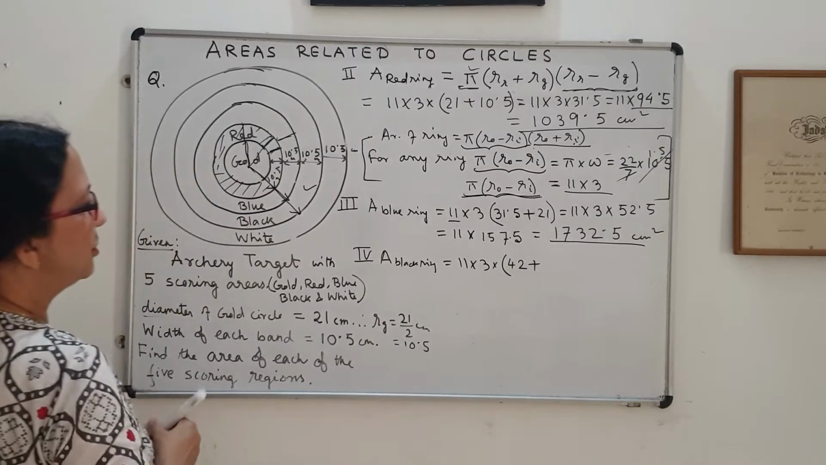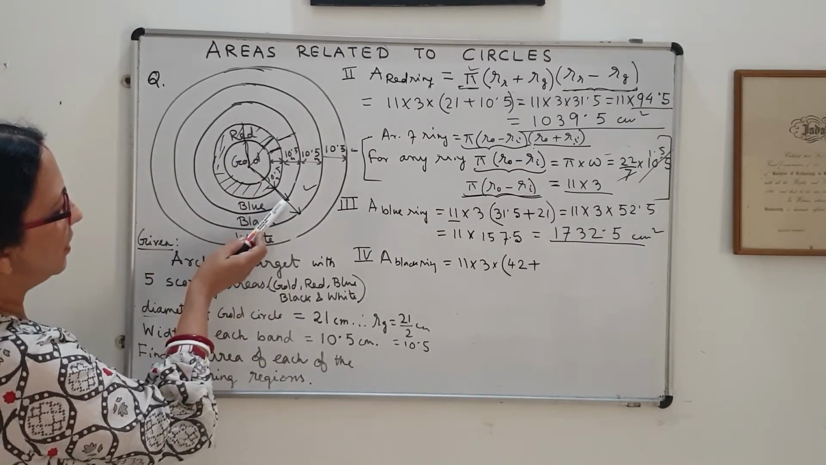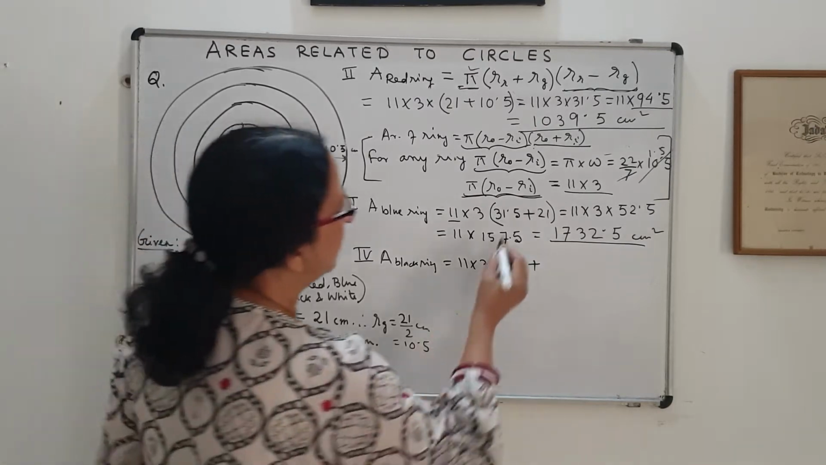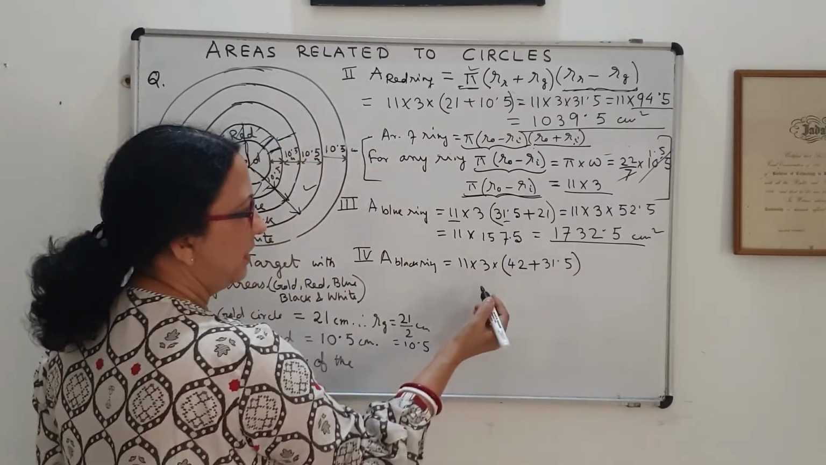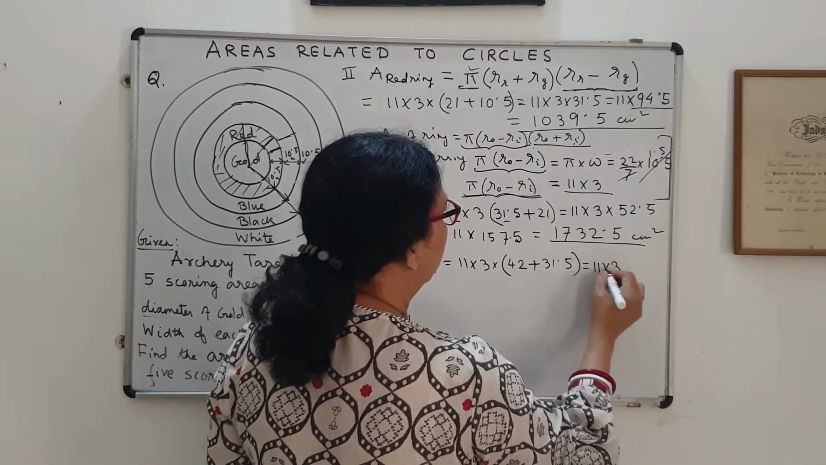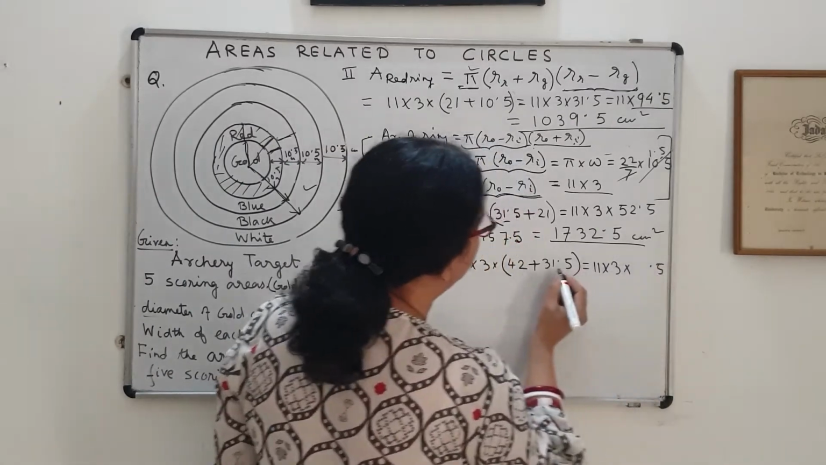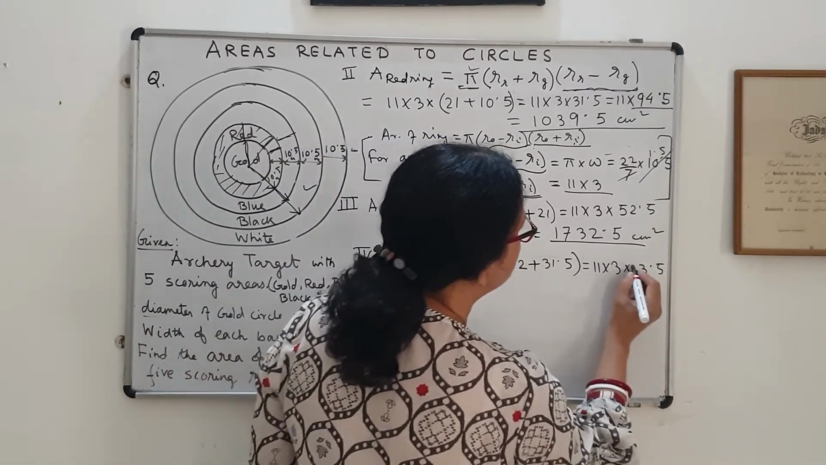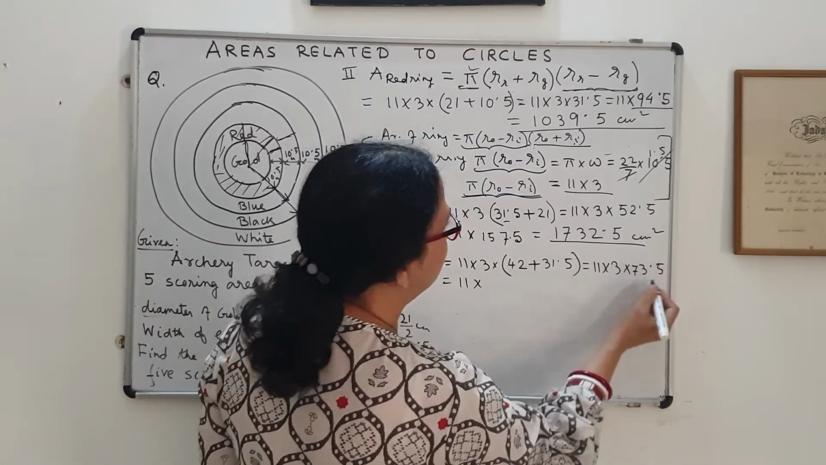plus radius of the inner. For black, the radius of the inner ring will be the radius of the blue ring. So what was the radius of the blue ring? It was 31.5. So in this way write, okay. So that is your 11 into 3 into, just simply add, 0.5 will be there, 73.5. So it is 11 into this, multiplication by 3 is very easy.